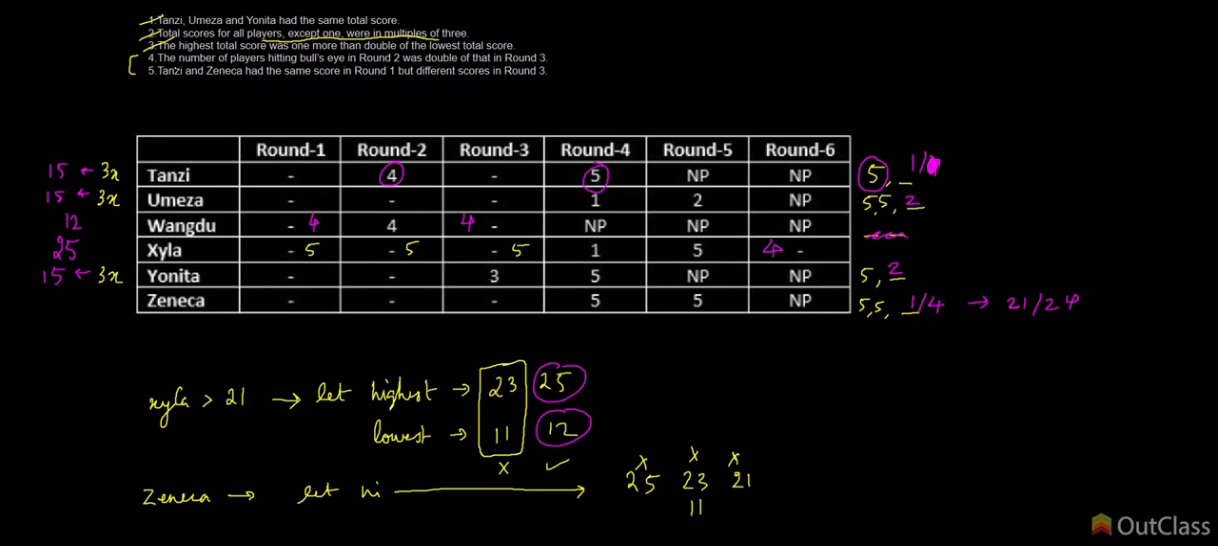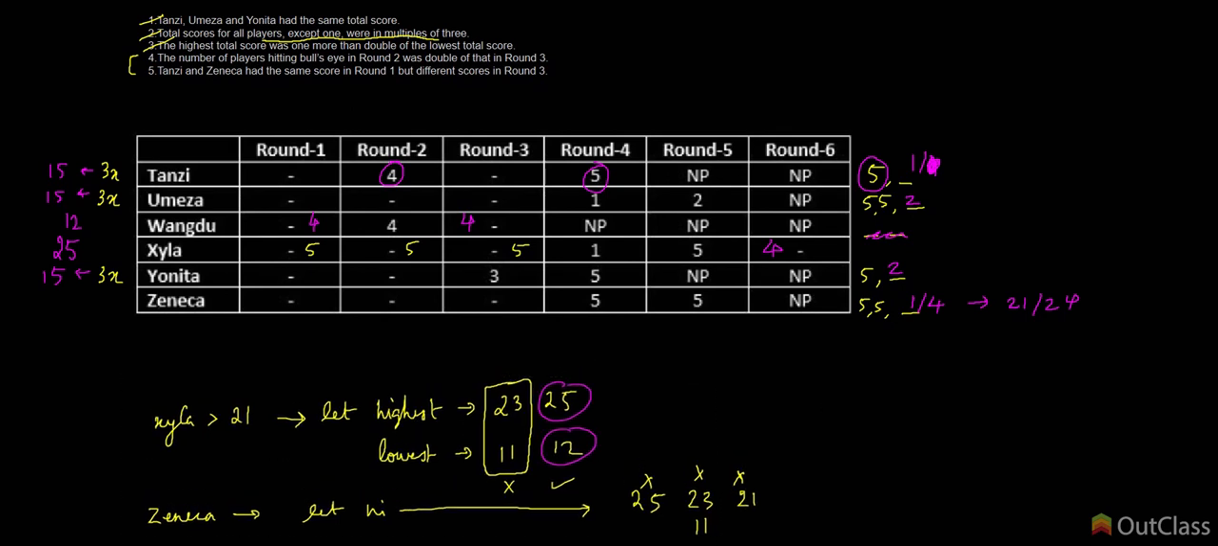Bullseye in round 2 was double that in round 3. Now that means that you can have either 1 bullseye in round 3 and 2 in round 2, or you can have 2 in round 3 and 4 in round 2. You can't have more than 4 in round 2 because you already have two people who failed to hit the bullseye. Now you want to disprove one of the cases and then fix the other.